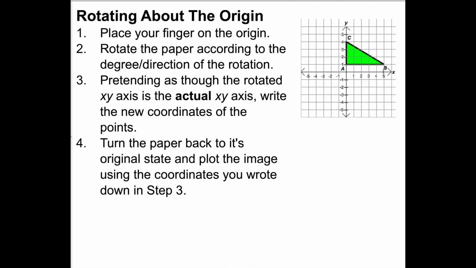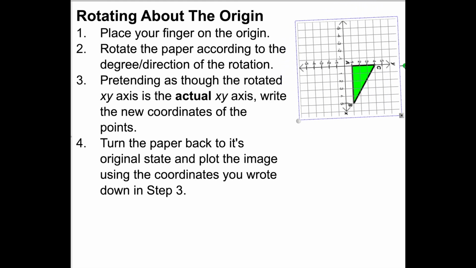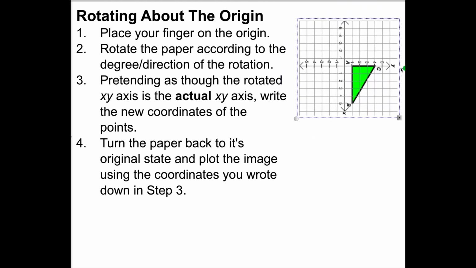So without further ado, let's dive into the idea behind how we are going to go about the rotation. It's a few basic steps. I try to be as conceptual as possible, and I don't like to use the rules. What we're going to do is rotate by physically rotating our paper. When we're rotating about the origin, we're going to put our finger on the origin, that is this point in the center, 0, 0, and we're going to rotate our actual paper according to the amount and direction of rotation.